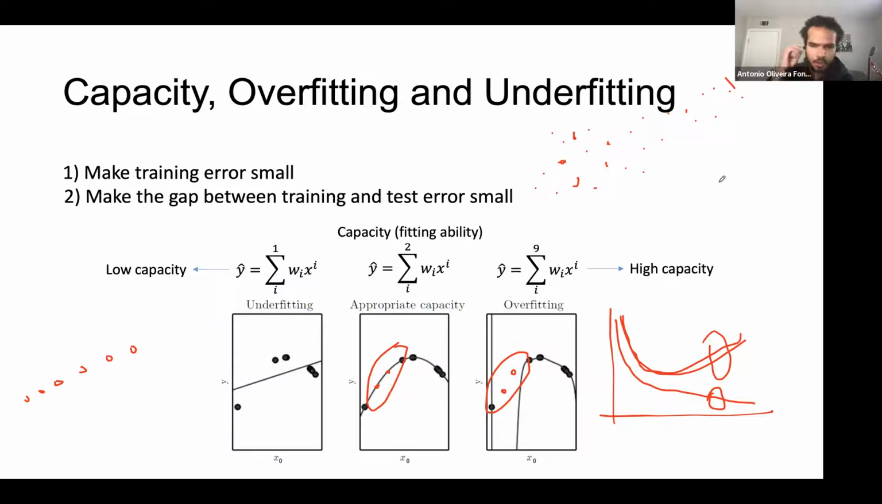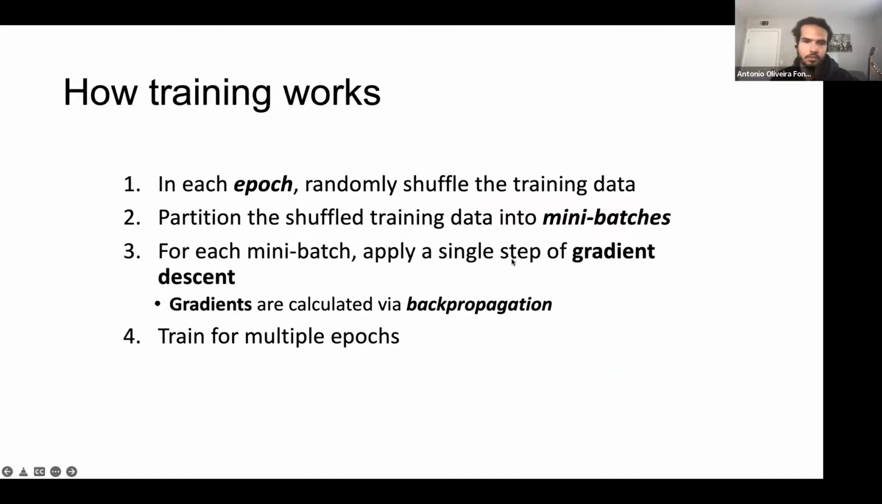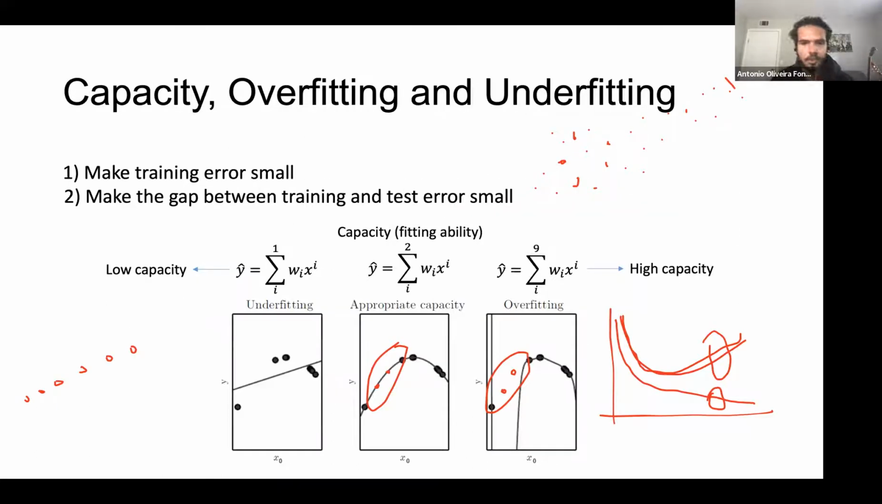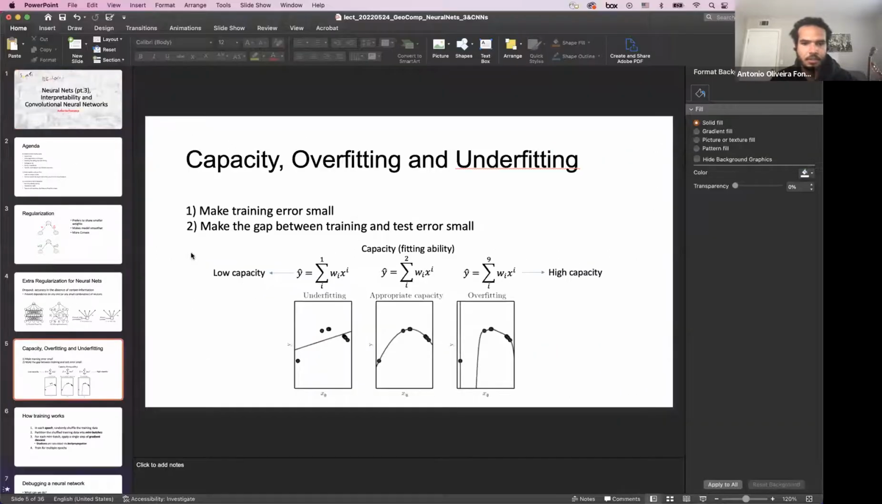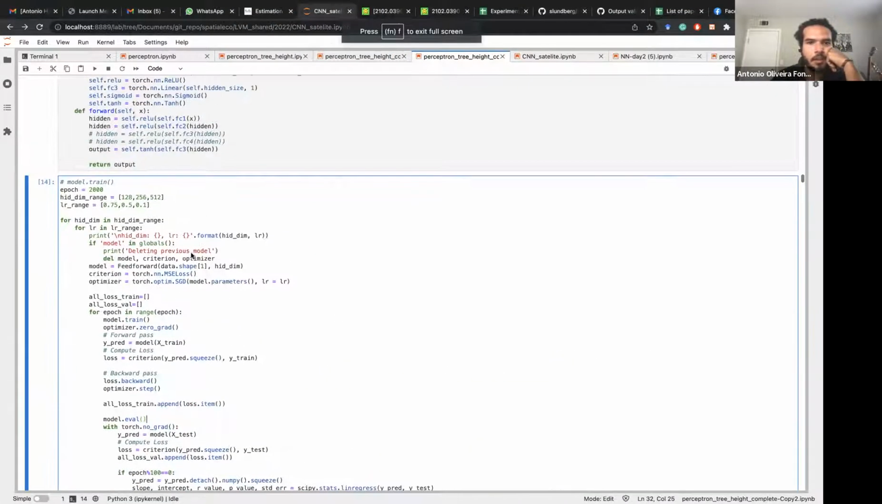Any more questions on this before we go to the exercise? Okay, maybe we take a look at the exercise now. Let me see. This thing is right in front of me. How do I close this?